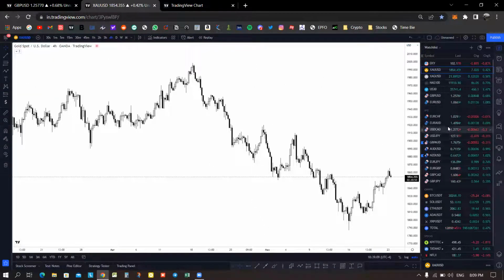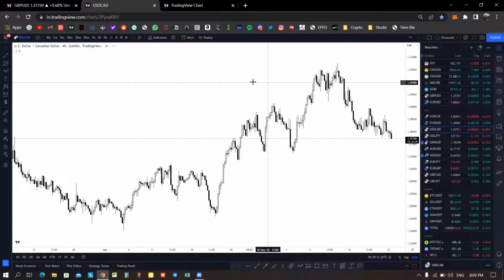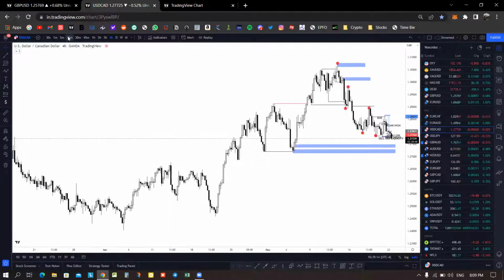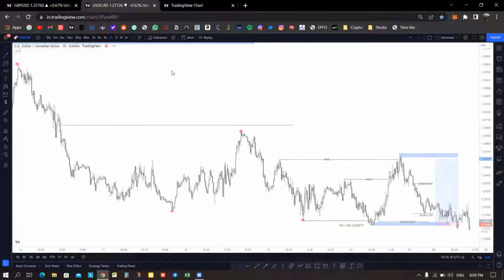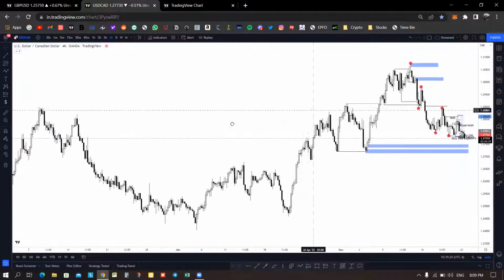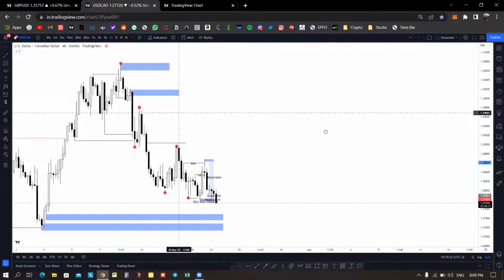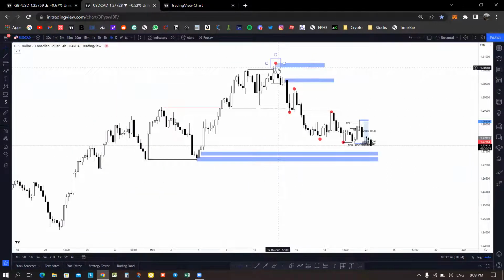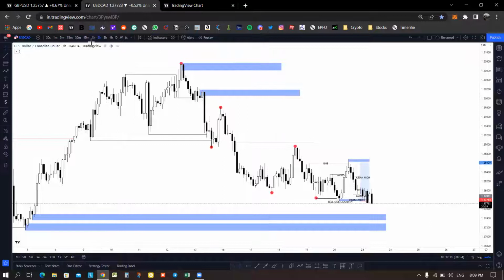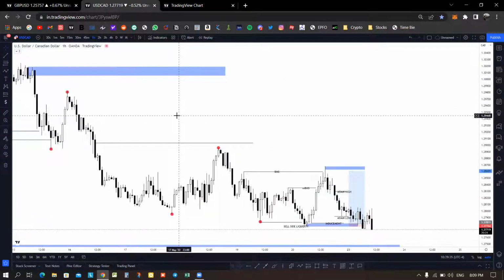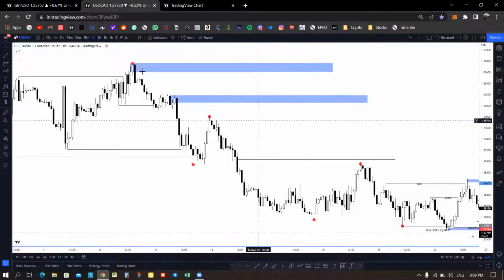What happened on USD CAD? Like how I marked the USD CAD sells. You can see I marked the last high and this high as a point of interest. So let me show you how I mark those highs.